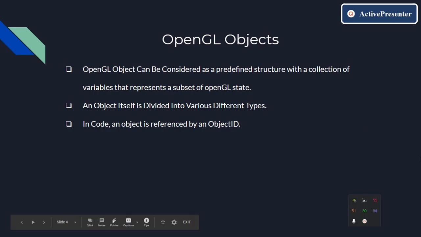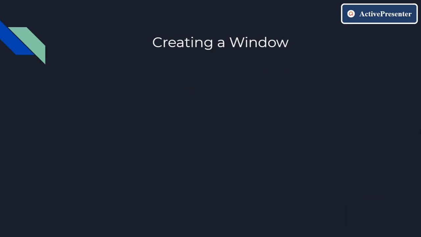Now we have dug deep enough into OpenGL to understand what its components are. We have understood one of its entities known as the OpenGL object. That is enough for beginners, so let's move on to the next step. Let's understand the theory behind creating a window in OpenGL.